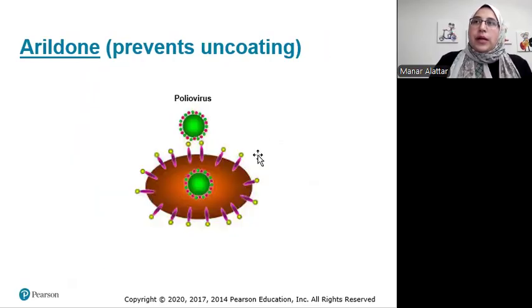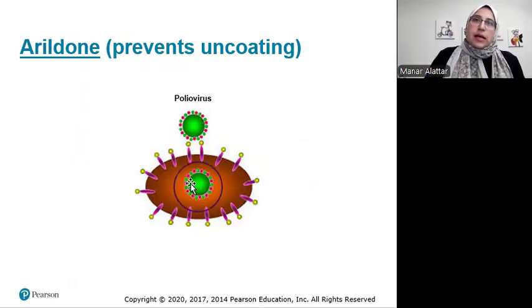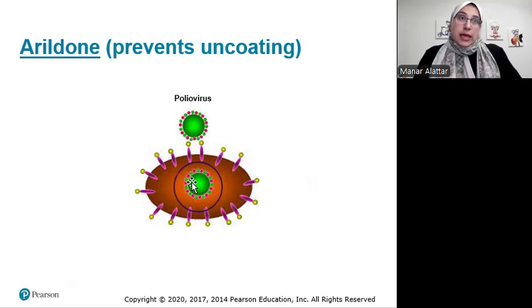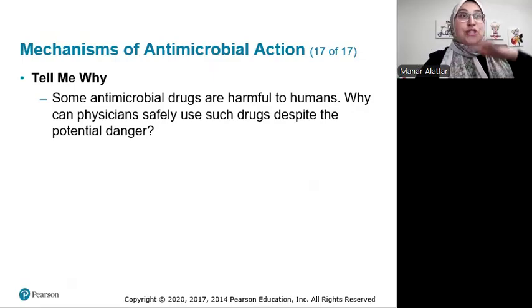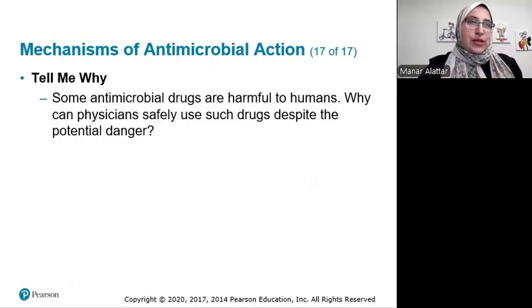Whereas araldone is more specific to poliovirus and it prevents uncoating. So if the poliovirus were to enter the cell, but then inside of the cell it remains coated, then it can't release its genetic information and infect the host. Okay. So that is just a survey of a number of the different potential mechanisms of action for antimicrobial agents and antivirals, and then just a couple of examples of each.